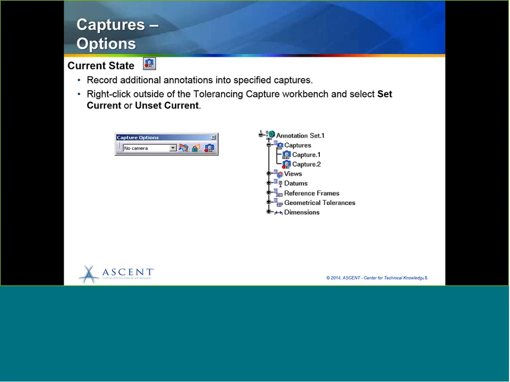You can set this within the workbench by clicking on the little camera with the recording, the little red circle next to it. Alternatively, you don't actually have to enter the workbench. From the specification tree, you can right-click on a capture, and at any point in time, click Set Current or Unset Current. So it saves you the trouble of having to go back into the workbench.